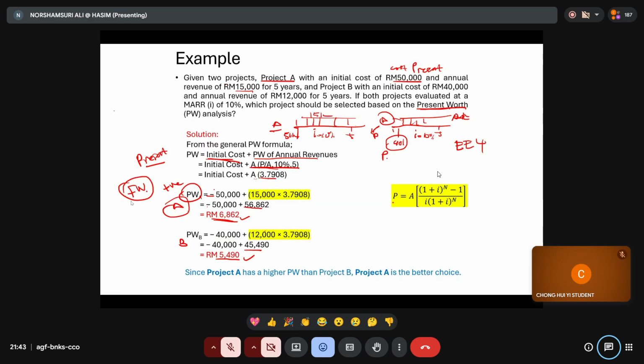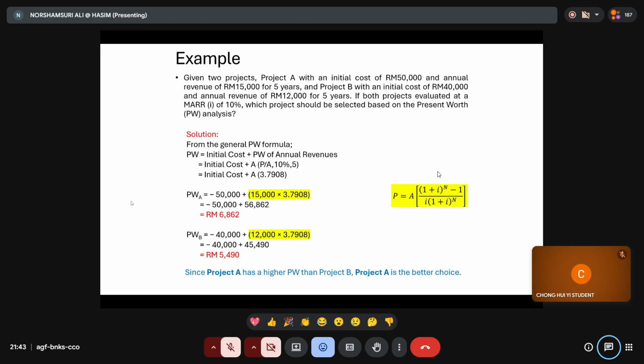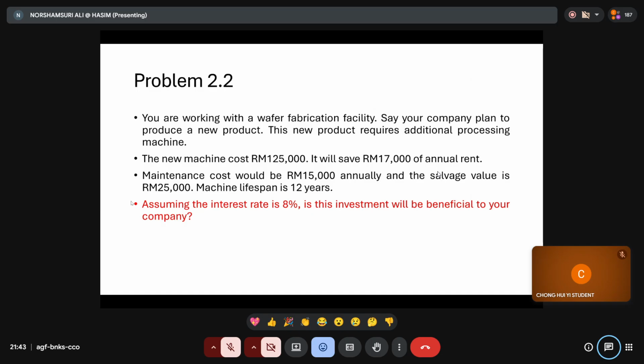Okay, so just now we calculated this one, and this one is okay. Another one here is also the same thing. If you are working with a fabrication facility, your company plans to produce a new product. This new product requires an additional processing machine. The new machine costs you 100,000. If you save 70,000 annually.